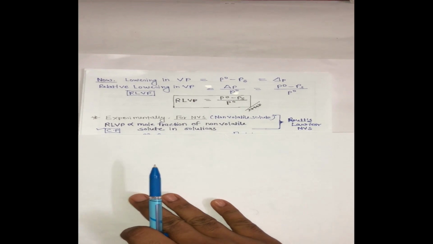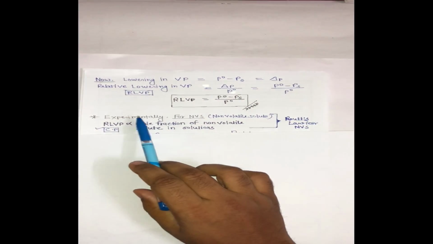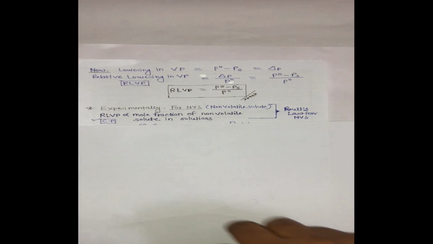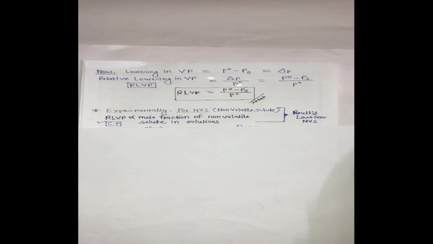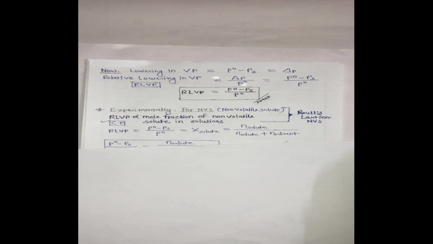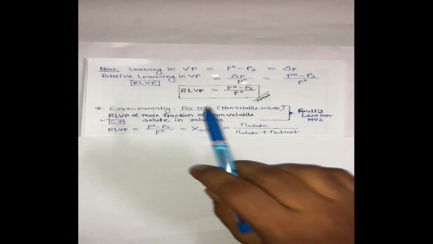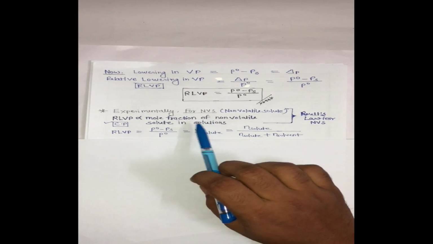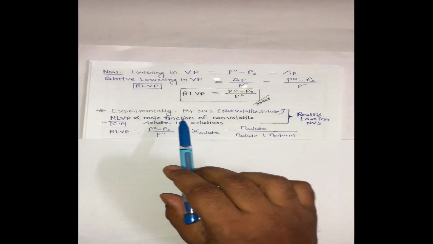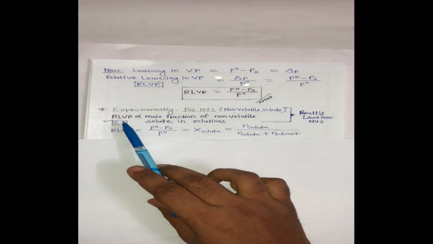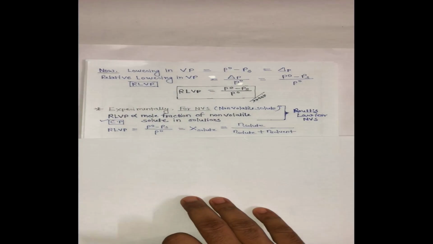So here we will introduce one law, that is Raoult's law for NVS, non-volatile solute. According to Raoult's law, experimentally for NVS solute, RLVP is directly proportional to X solute, that means the mole fraction of solute. RLVP is directly proportional to the mole fraction of NVS in solution. And mole is a number, n, which represents the amount of substance. Therefore, RLVP is a colligative property.